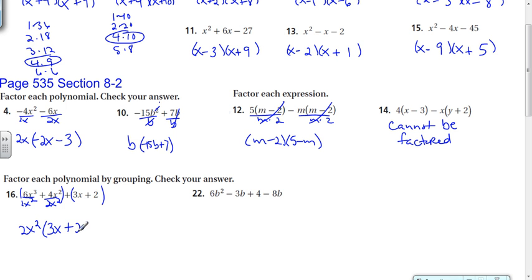4 divided by 2 is 2. The x squareds cross out. Then I've got plus, and there's nothing to factor. The greatest common factor between 3x and 2 is 1. So it's 1 times 3x plus 2.